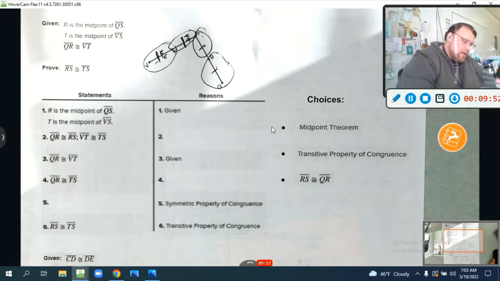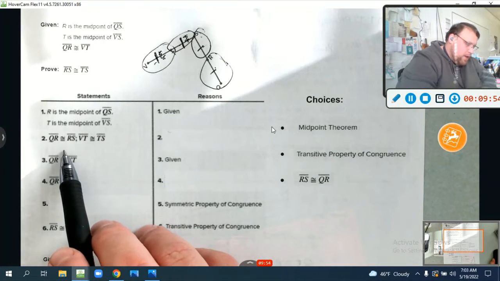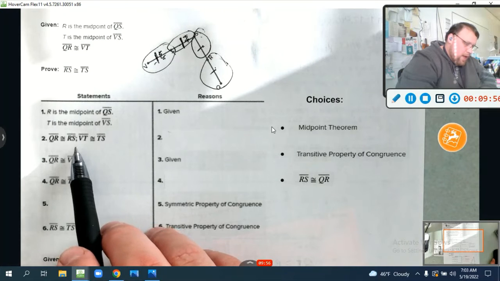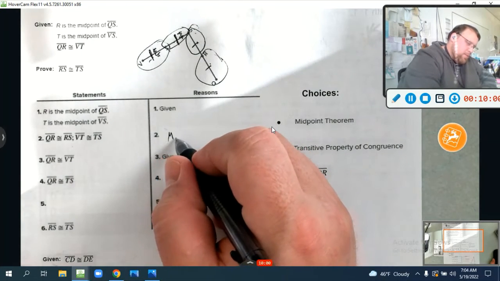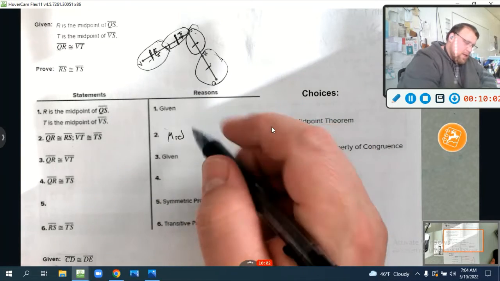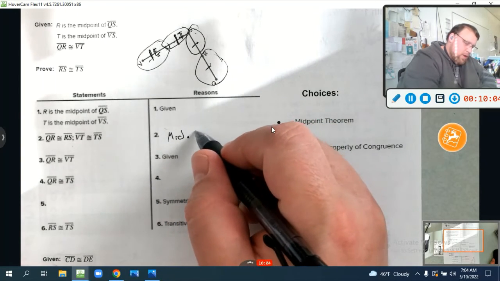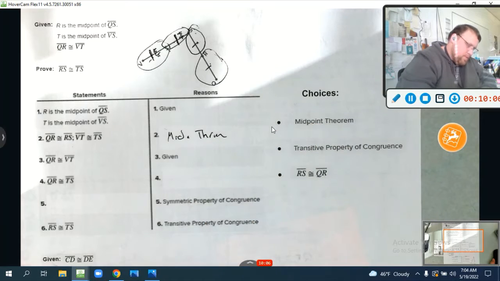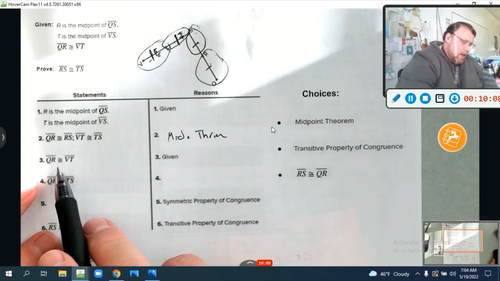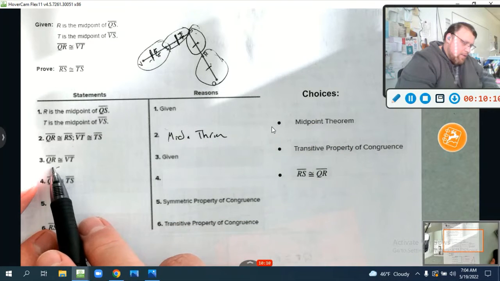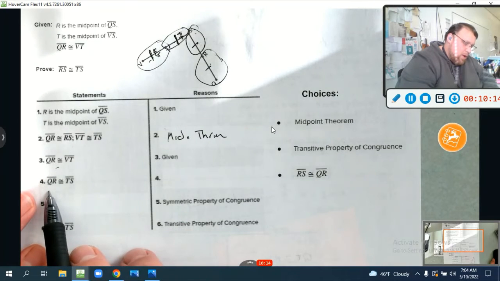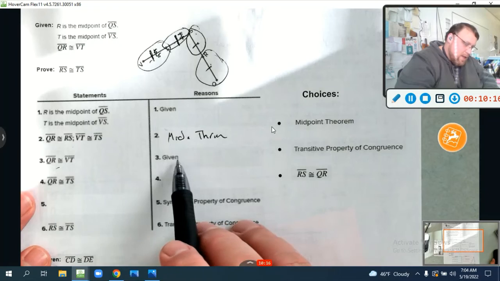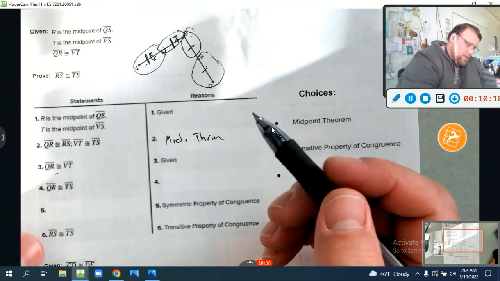Now we need to say, all right, QR is congruent to RS, and VT is congruent to TS. We know that because of the midpoint theorem. That's the whole point. The midpoint cuts it in half. So the midpoint theorem. All right? And then we have QR is congruent to VT, given. We have QR is congruent to TS. How can we do that? Well, check it out.